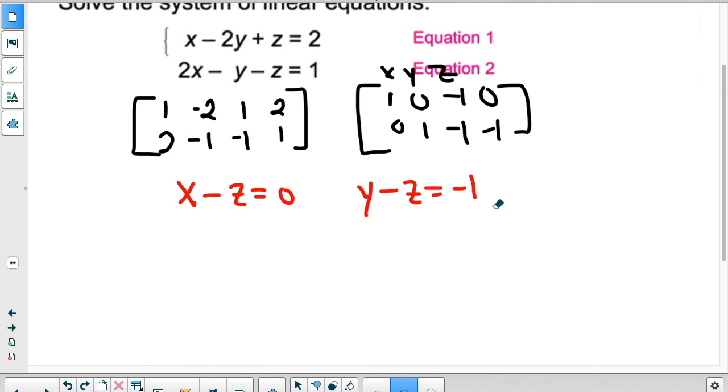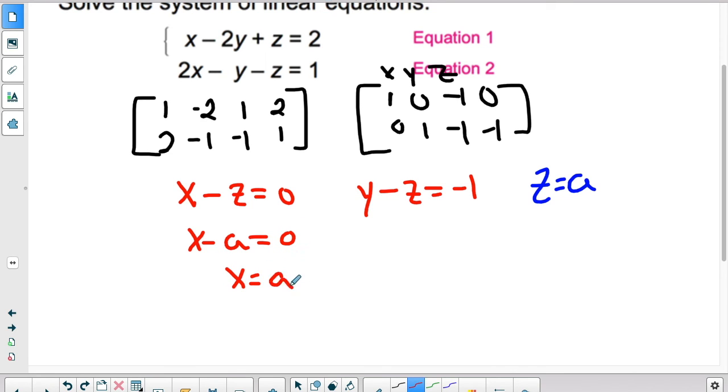So here, we ended up getting two equations both in terms of z, and because they're both in terms of z, I'm going to set z is equal to a, because x and y are dependent on z. Z is not dependent on any number, so we'll set z is equal to a. So for this one over here, we have x minus a, when we plug it back in, is equal to 0. I can add a to both sides. So it means x is also a.